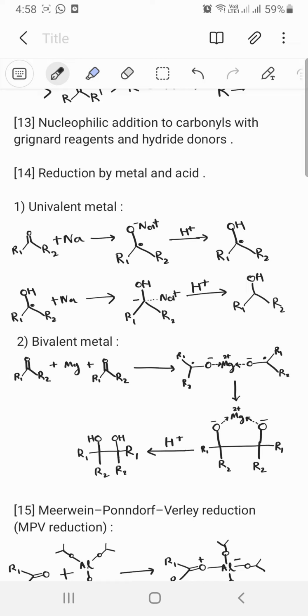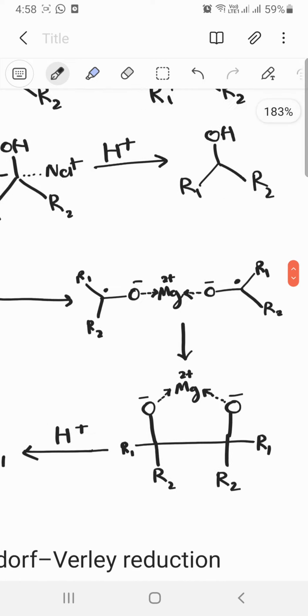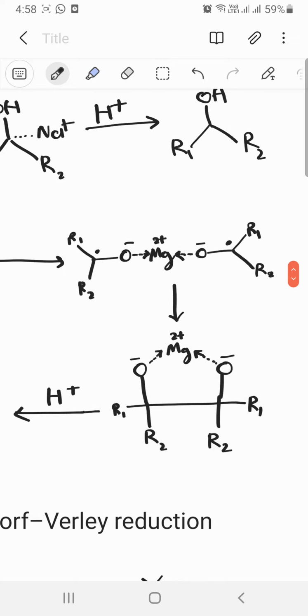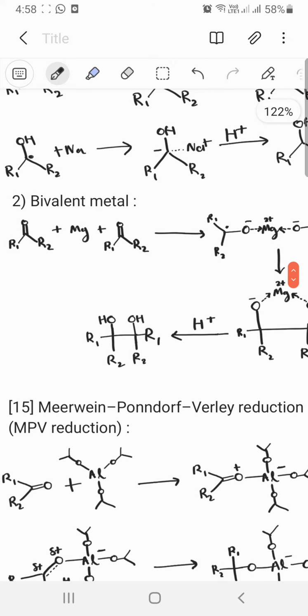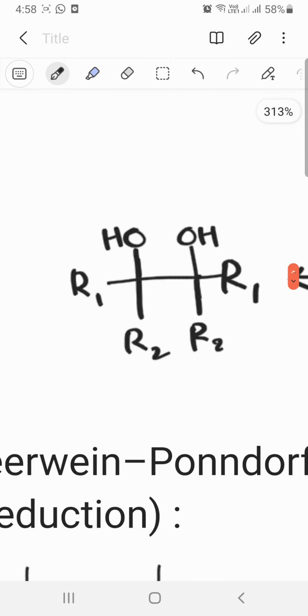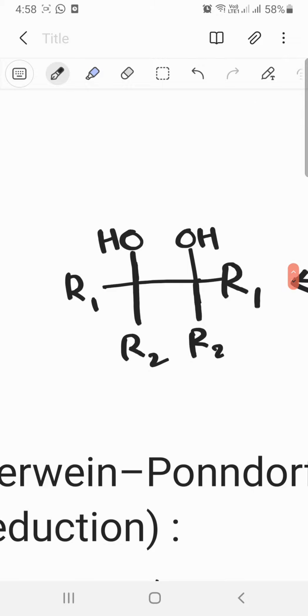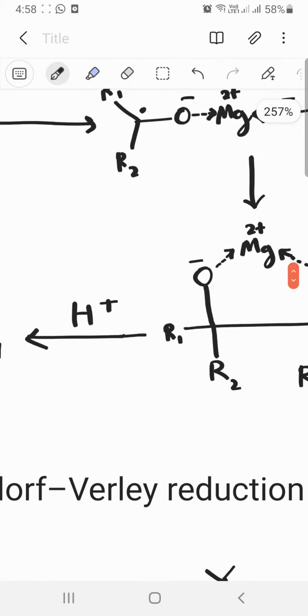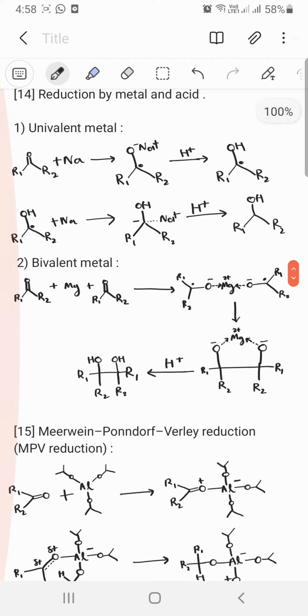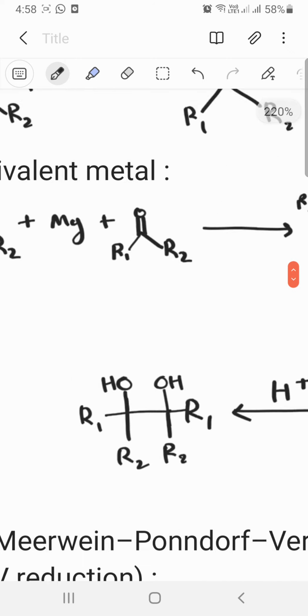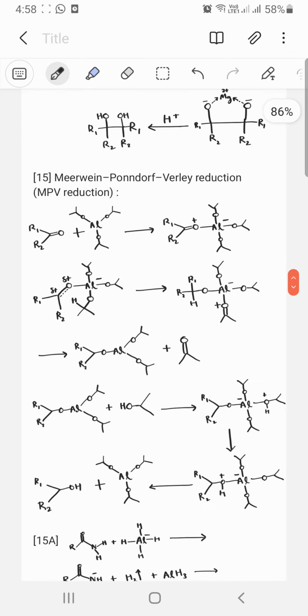And for the bivalent metal case, you have these combining. So these radicals form, they might combine and form this thing, and then you hydrolyze that, so you get this. It doesn't have any specific stereochemistry because these can combine in any way. So bivalent metals do these kinds of things and univalent metals do this. So this will be the major product.